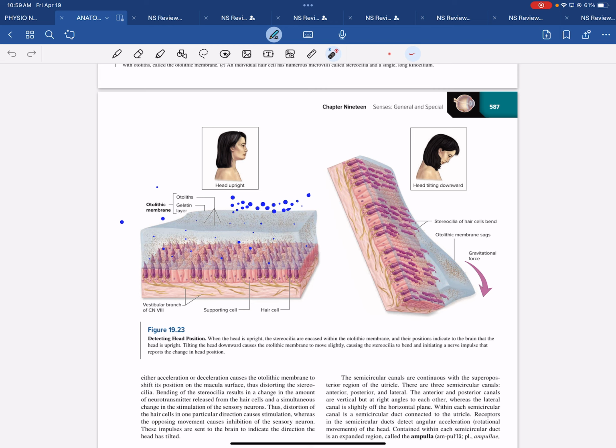Have you guys taken physics yet? Or do you have to take physics at all? Okay. They talk about these things in physics, the difference between position, velocity, and acceleration. So that's what your vestibular apparatus is doing, detecting all of these ways that your head can move in space. Okay.